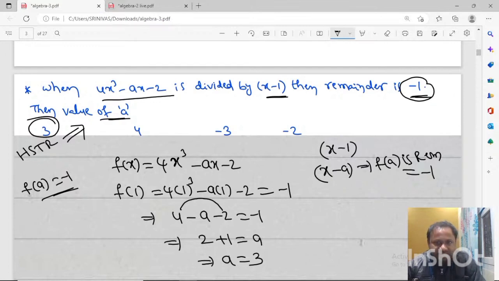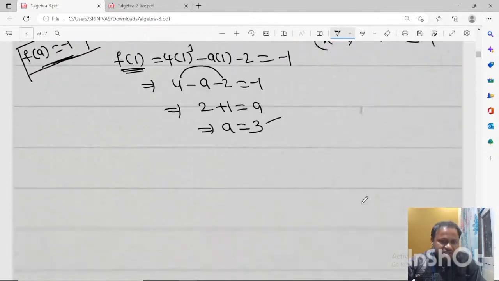Check it once. X minus 1 is nothing but f of 1. Substitute the value 1 here. The remainder is minus 1. X is equal to 1. Yes, what I am saying, x is equal to 1, substitute in this f of 1. X is equal to 1, the remainder is minus 1. F of a is equal to minus 1. In that, I substituted, and I got this answer. Okay, so questions will be like this.